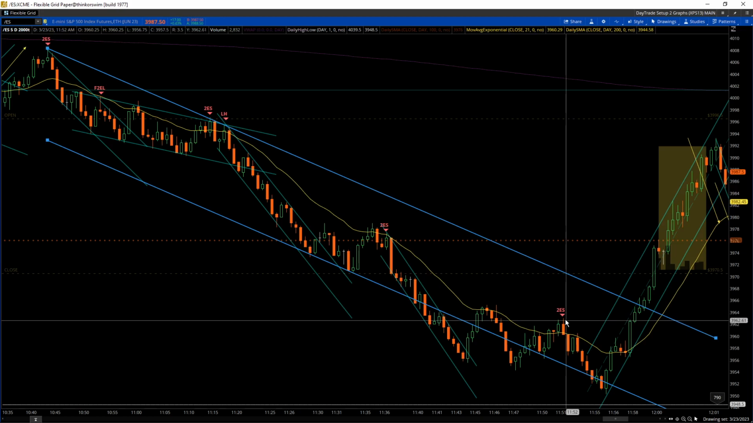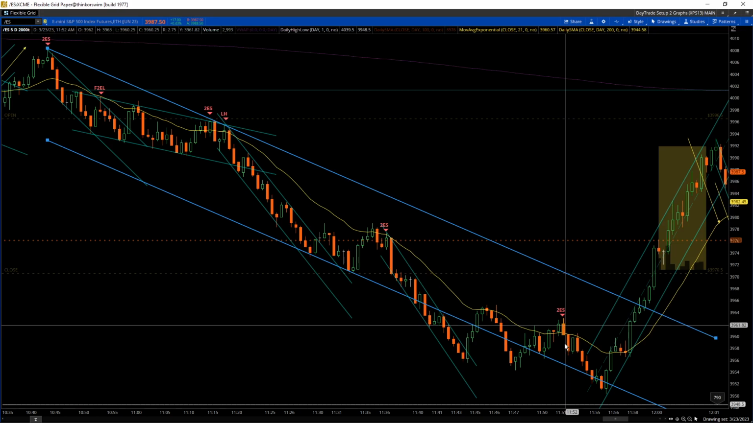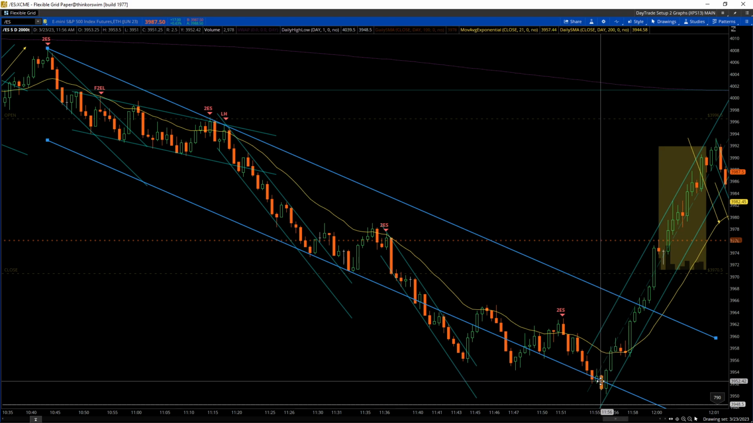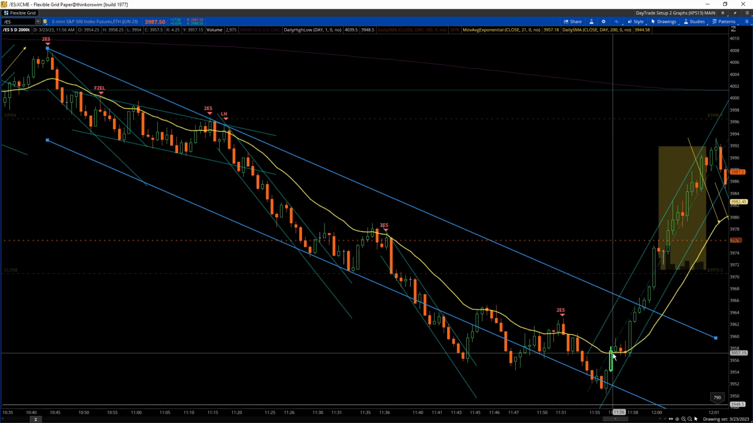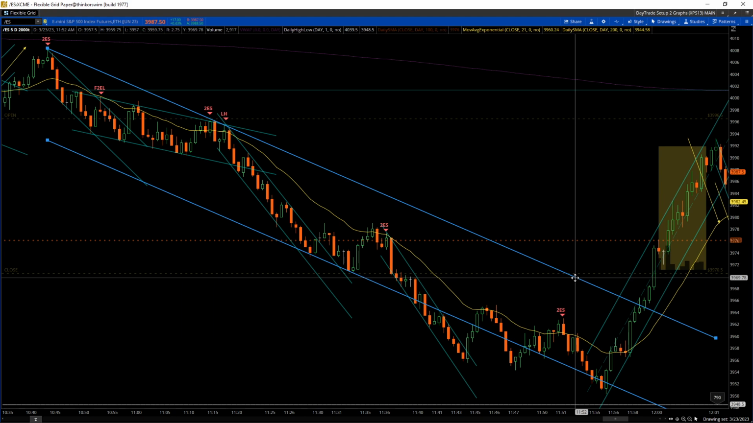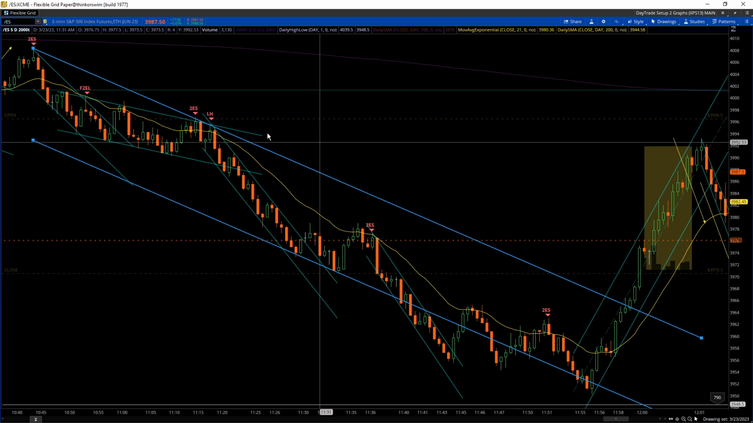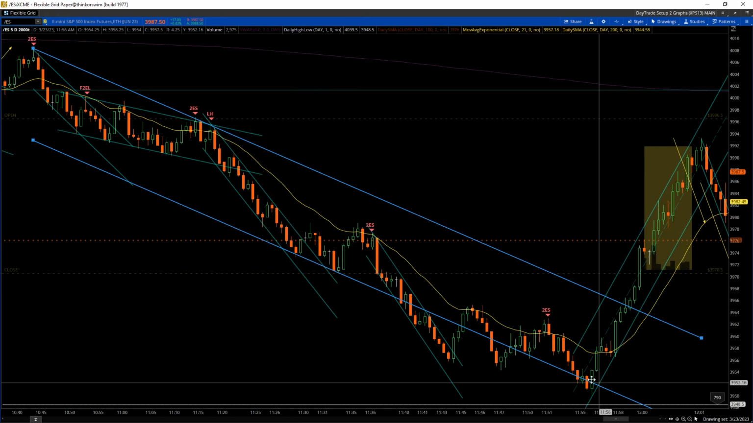Then I just kept watching. It made a new high. First entry long, second entry long. I didn't really want to take it here just because this is a pretty terrible signal bar. There's enough room to the EMA, but I wasn't sure about the validity of this trend channel yet at this point, because even though it touched here and I had it drawn here, it broke out.